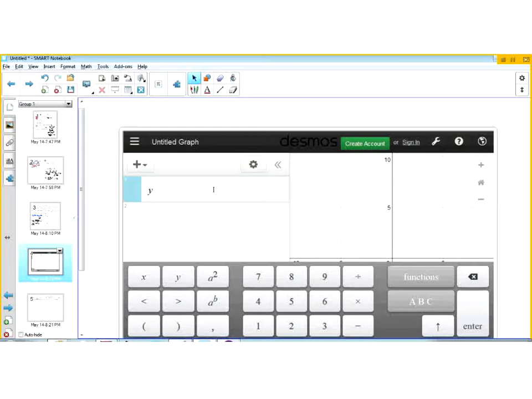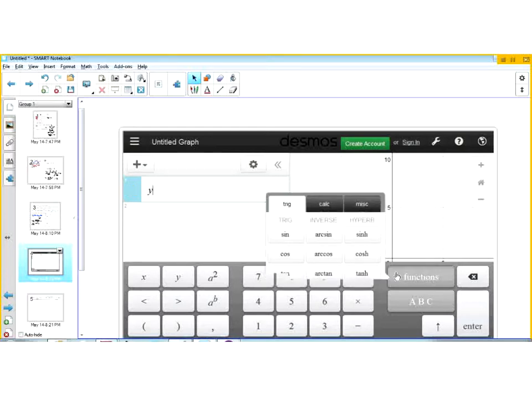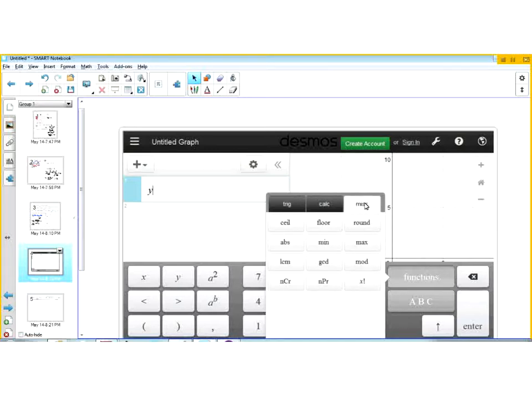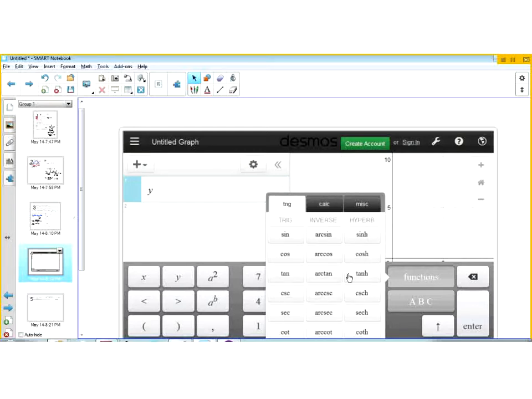Let's see if we can. y is equal to, it's typically written as this. I'm not recognizing it. Okay, let's see, functions, inverse, calculus, miscellaneous. Let's check miscellaneous. I'm not seeing it there. I don't think this tool supports the greatest int function. Okay, no worries. That's fine.